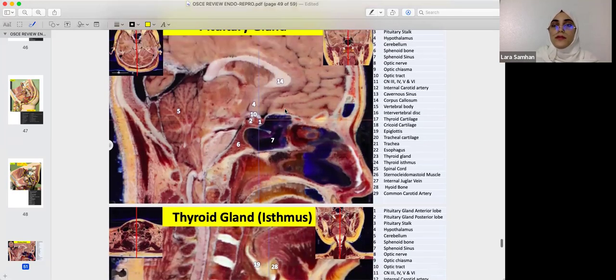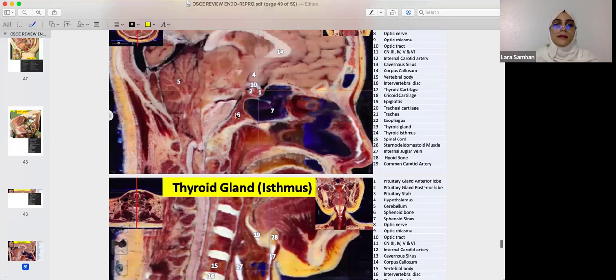For number 7, this is the sphenoid sinus. It's a sinus because it's an empty space. And this is the sphenoid bone. Usually structures that are proximate to one another are named with similar names, like sphenoid sinus and sphenoid bone.